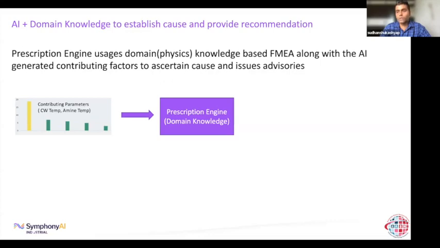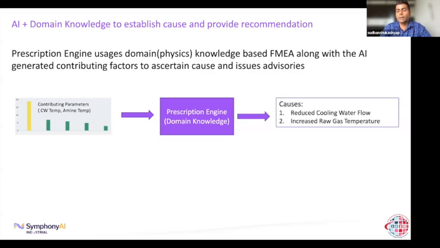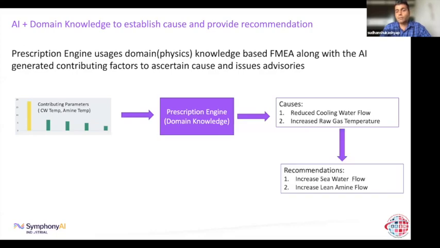how the whole dynamics work. So if cooling water temperature is high, the causes could be either that you have reduced cooling water flow, or this could also happen because of increased raw gas temperature, because that also comes through those heat exchangers, fluid downstream. And what can be done about it?